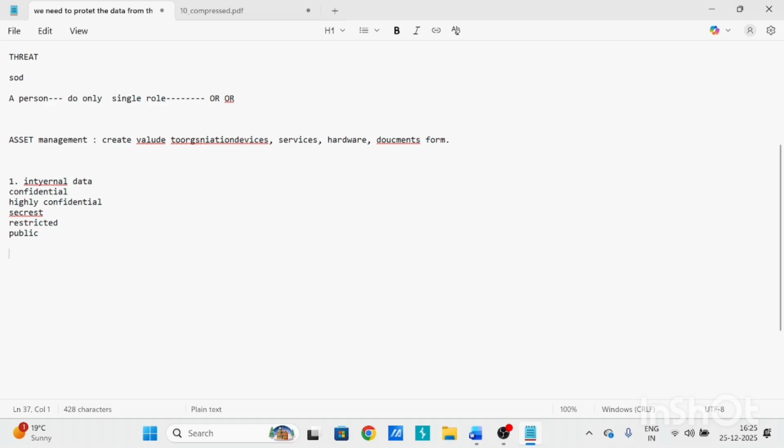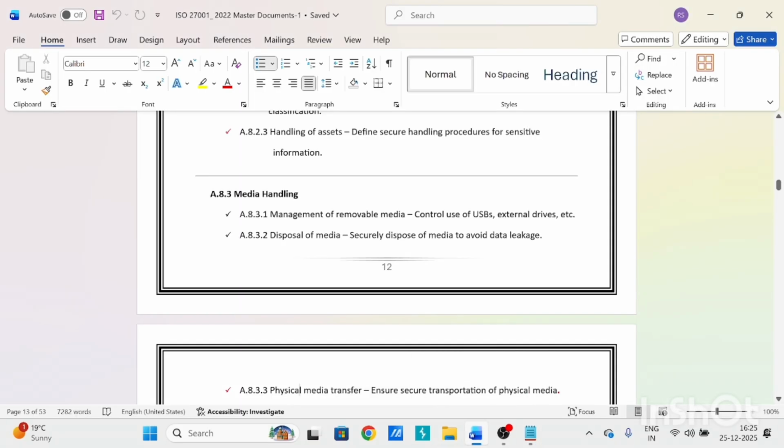So these are a few classifications of data: internal data, confidential data, highly confidential data, secret data, restricted data, and public data. On this basis, we can easily identify which device is critical for you.